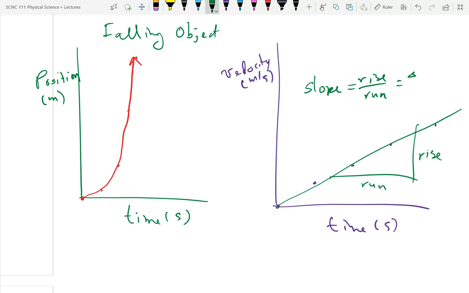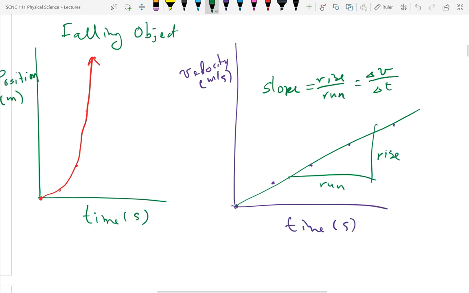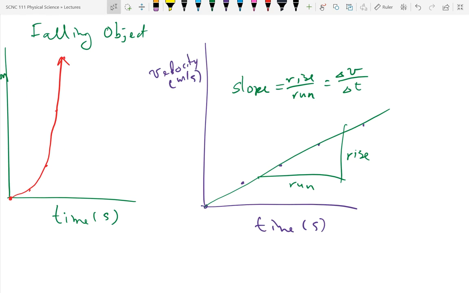the rise is change in velocity or change in speed. The run is change in time. And by definition, change in velocity over change in time is acceleration. Now, I didn't use vector signs. I should have used vector signs. And so the slope of a velocity versus time graph is acceleration. Now, your graph is actually one-dimensional, so it's speed in one direction over time, but you get the same outcome.